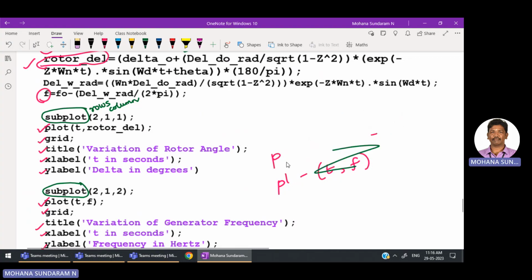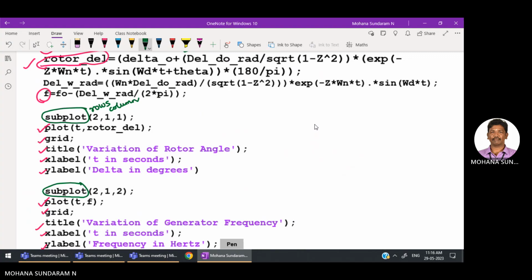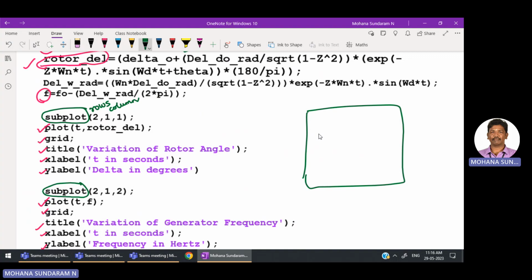So if I put one, I'll tell you how the graph is. The graph looks like this. So this is your window. So how many rows? Two rows. How many columns? One column. So this is first row, second row, and first column. So this is two rows, one column, and the first row. So here, the first graph will be coming. This t comma rotor del graph will be coming here. If I put two, that means the t comma f graph will be coming here.